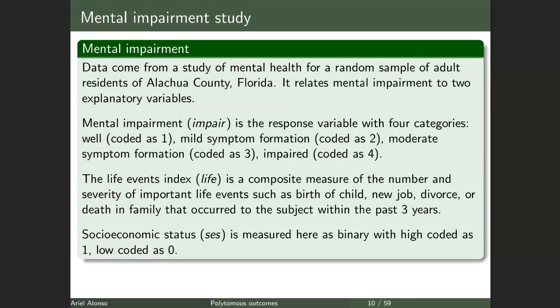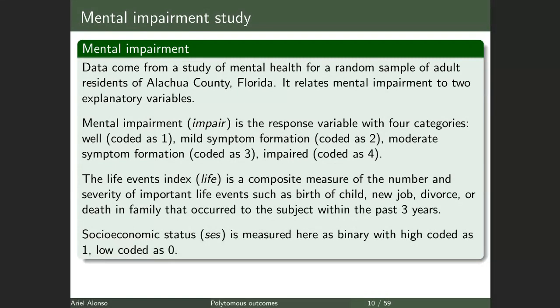That means the individual doesn't have any mental issue, he's doing fine. Mild symptom formation, that we will code as 2. That means the individual, as the category says, has some symptoms, but these symptoms are moderate, are mild. Then we have moderate symptom formation. The individual has symptoms, but now they are a little bit more severe. They are not mild, they are moderate. And then we have the last category, number 4, which is impaired. And that means that the individual has some serious mental issues.